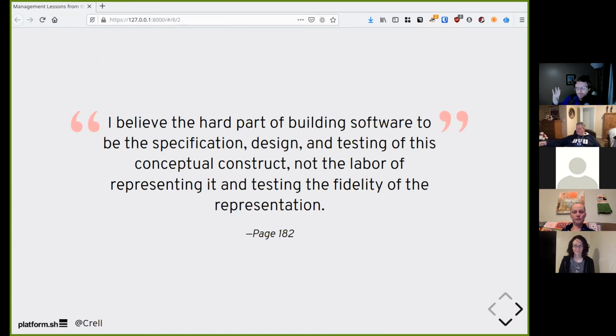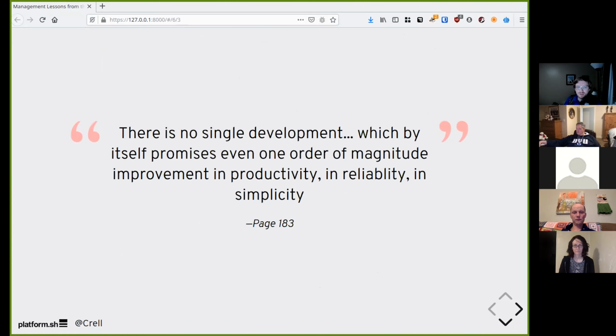That is, the tools we have, walking down the hall to the elevator to debug things, are terrible. And it's not because the problem space itself is complicated. We have solved those. There is now no single development which by itself promises even one order of magnitude improvement in productivity, reliability, or simplicity. He's saying this in the 80s.